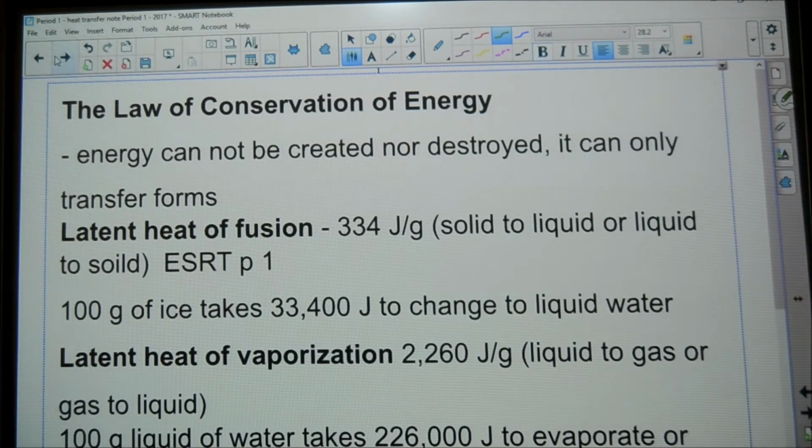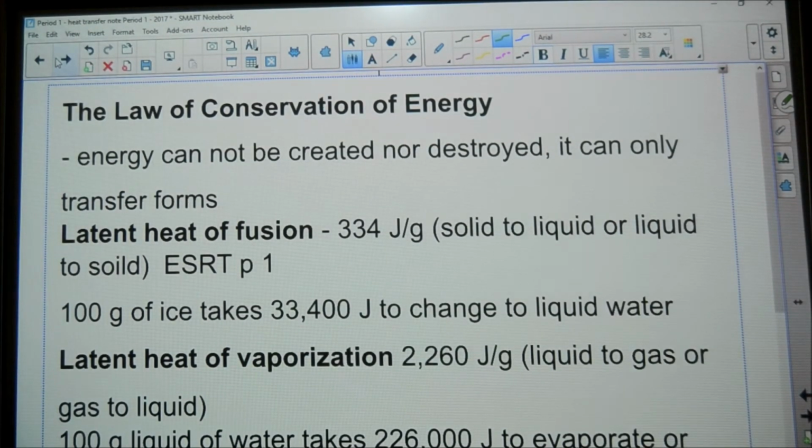Latent heat of fusion, on your reference table, page 1. It's 334 joules for every gram. I'm going from a solid to a liquid or a liquid to a solid. So if I have 100 grams of ice, it's going to take 33,400 joules to change it to liquid water. So you just multiply the 334 joules by every gram that you have.